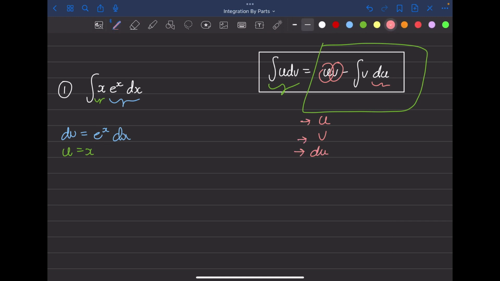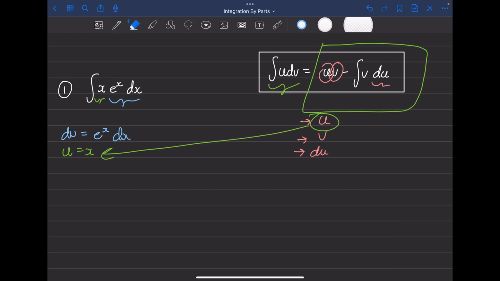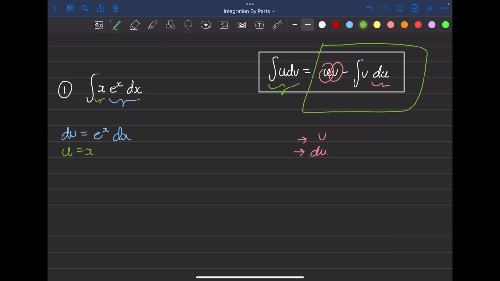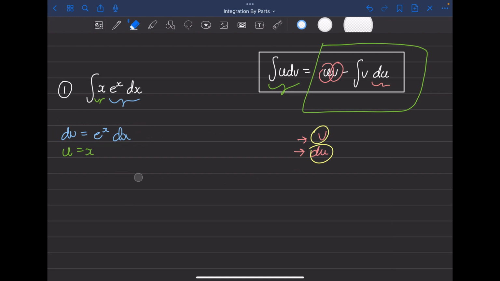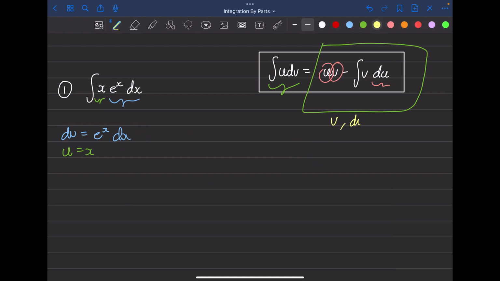What do we have so far? So far we have the u. We have it here, so we can kind of ignore this. We don't need to find it. The two other things that we actually have to find are v and du. To find v, you can take the integral of dv, and to find du, you can take the derivative of u. So two things have to be done here to find what v and du are. First, let's find v.